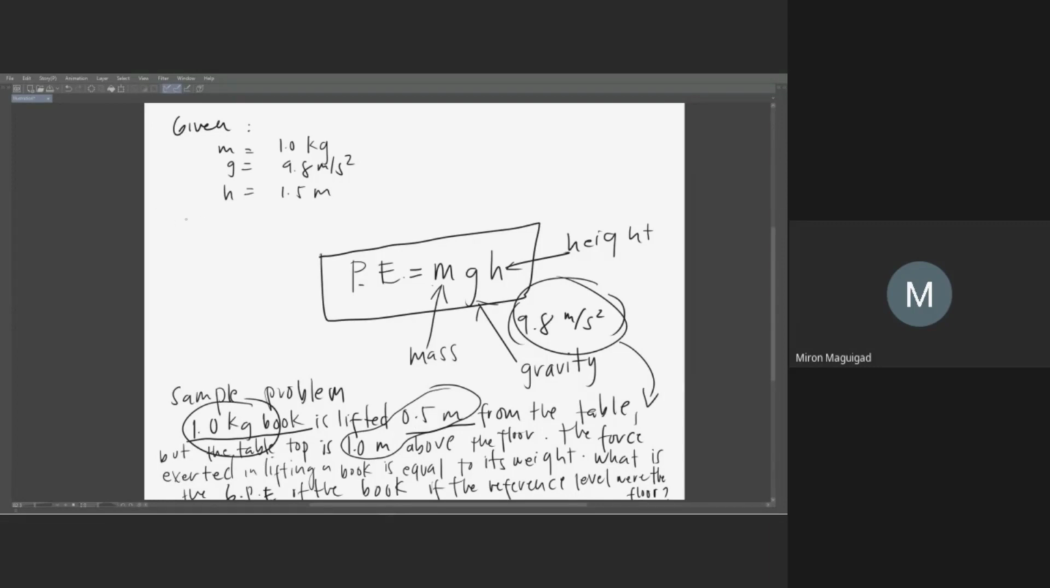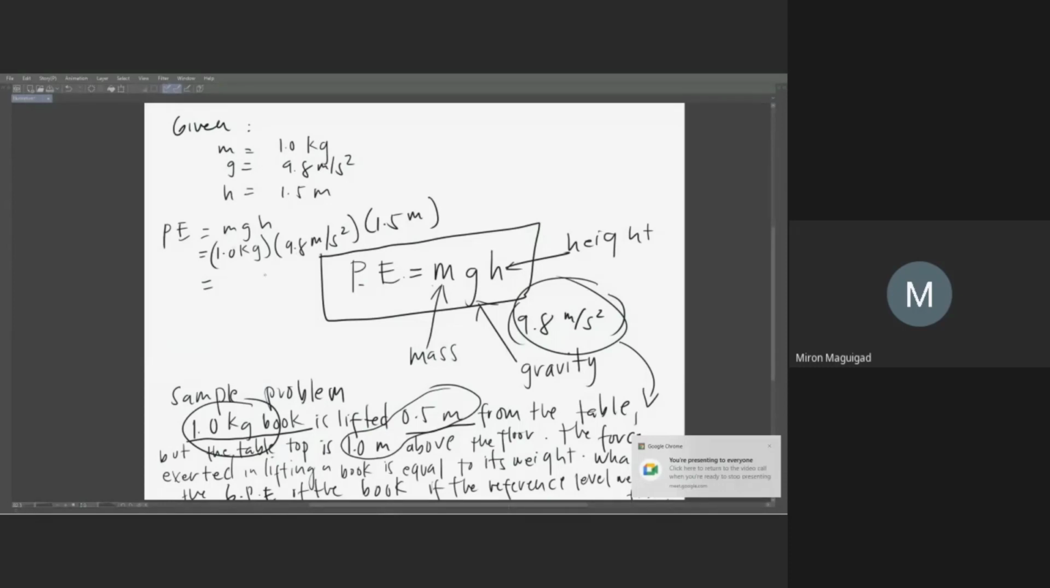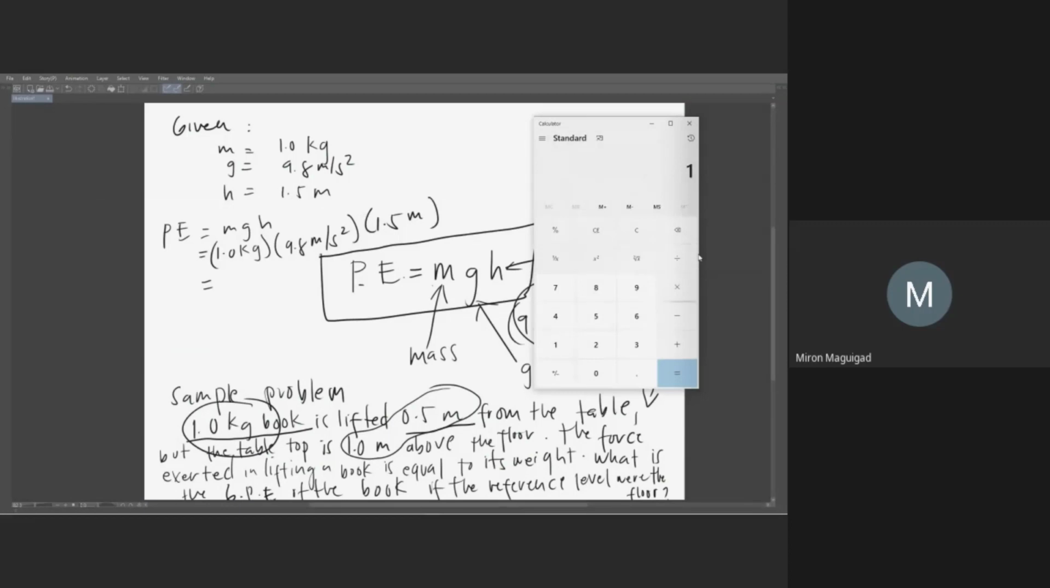So the solution would use this formula: PE equals mgh. We replace the variables with numbers: 1 kg multiplied by 9.8 meters per second squared and then 1.5 as the height. We will be multiplying these three numbers. Let us see, 1 times 9.8 meters per second squared, which is gravity, and then times 1.5. So we get 14.7 joules.